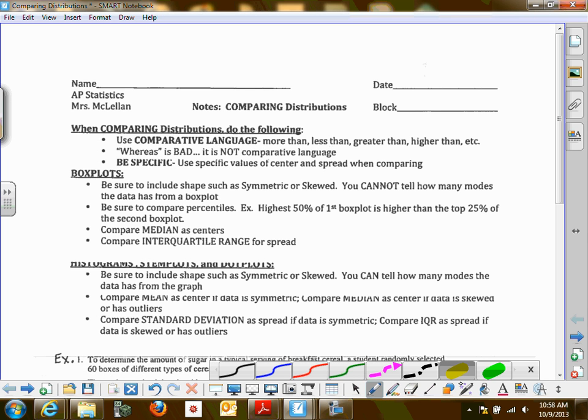When you compare two things that you're describing, you need to use comparative language. You need to make sure that you are saying things like more than: the first box plot has a median that is more than the second box plot. Something that is less than this. The other one is greater than. Make sure you are using comparative language.